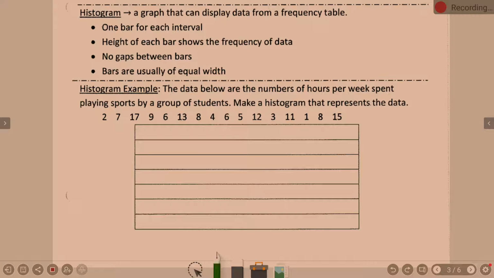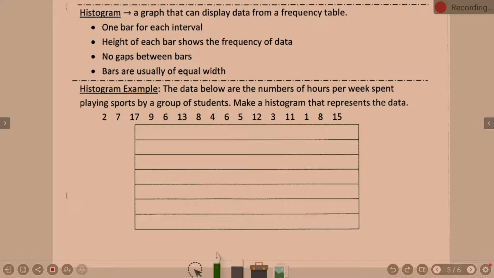There's 1 bar for each interval. So if we were doing a histogram for the last one, we'd have a bar for 9 to 12, a bar for 13 through 16, 17 through 20, 21 through 24. Those would be our different bars. And the height of the bar is the frequency. So on the last one, 9 through 12 would have had a height of 7. No gaps between the bars. Usually in a bar graph, you think of bar, little gap, bar, gap. With a histogram, the bars are usually touching. And the bars are usually of equal width. In other words, just try to be uniform.